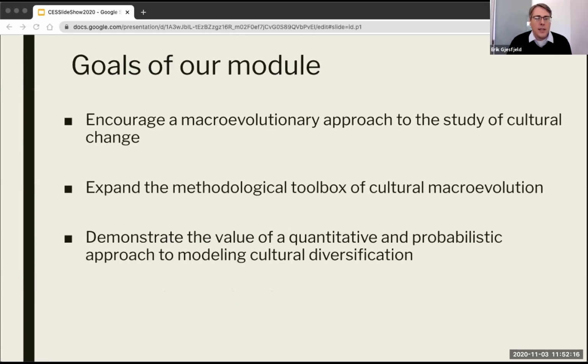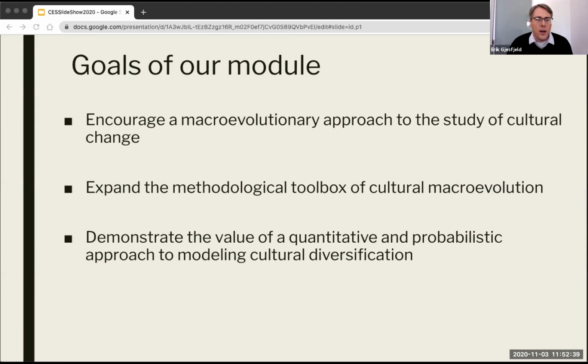So really based on these broader Cultural Evolution Society goals, our module specifically has a number of goals that we developed. One of the most broad is to encourage a macroevolutionary approach to the study of cultural change. We'll talk about what we mean by a macroevolutionary approach and what we see as the key themes in a macroevolutionary analysis.